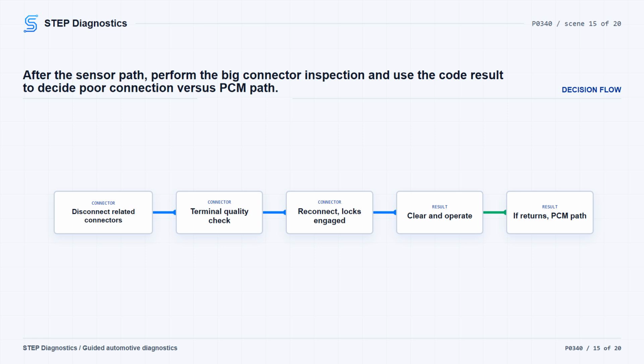Clear the code, then test drive or operate the vehicle under the monitor conditions and read the codes again. If P0340 returns after that connector integrity check, replace and program the PCM using the proper procedure, then verify the repair. If it does not return, repair the poor connection conditions found and verify the repair.